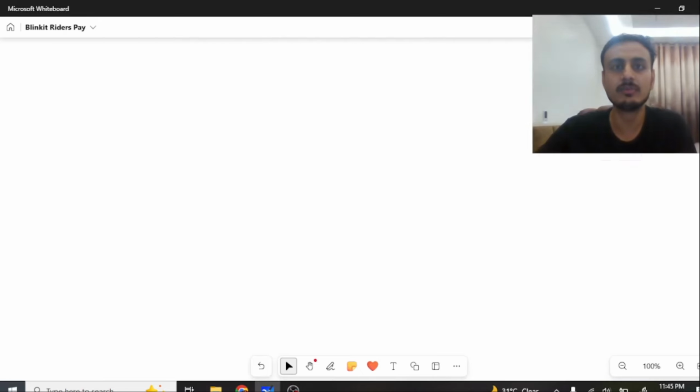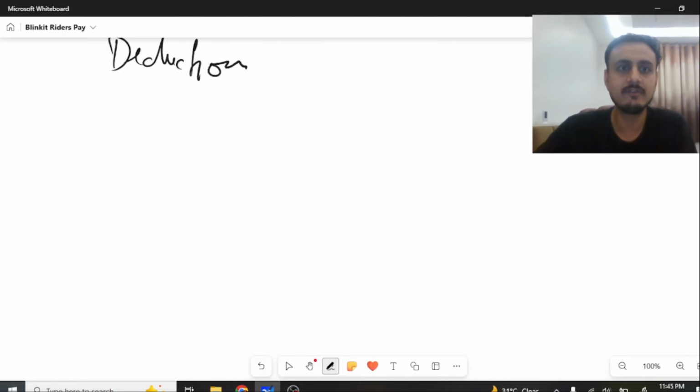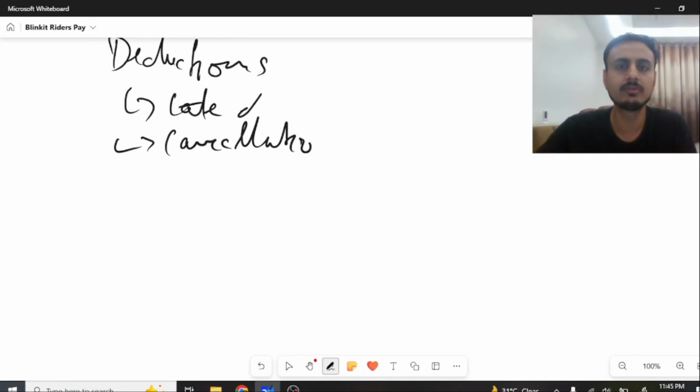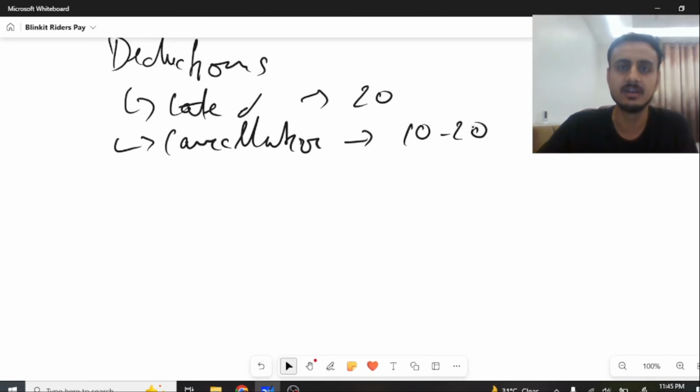Now, lastly, the most important step would be deductions. So ideally, you have to punish the riders in case of late deliveries and in case of cancellations. So maybe you can have some 20 rupees charge in case of any late deliveries, or you can have 10 to 20 rupees in case of any cancellation. So ideally, if you are accepting an order, you have to deliver that order. You cannot cancel it because it hampers customer experience.